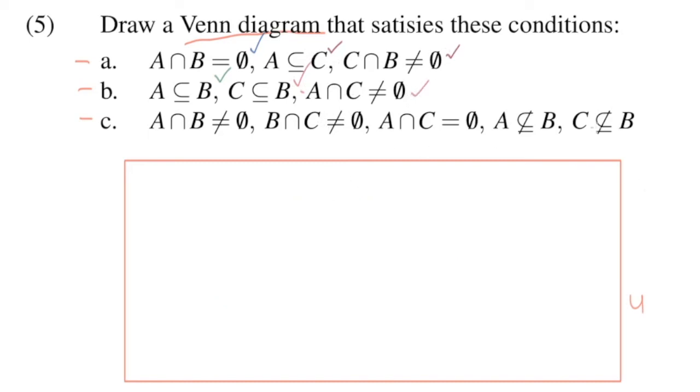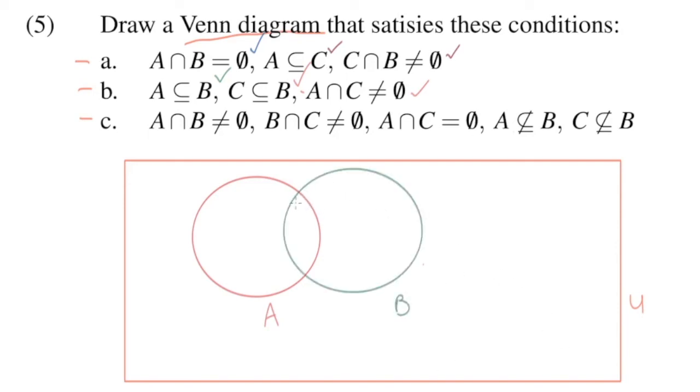Okay, last one. A intersect B is not empty. Now there's lots of different ways A intersect B could be non-empty. Actually, let's look at it in a little more detail here. They intersect, but A is not a subset of B. So let's draw them side by side like this. They have a little bit of an intersection. So that's good. Okay, B intersects C is also not empty. So C and B have to overlap as well. Now, we could draw C here, we could draw it here, we could draw it maybe around B or something.